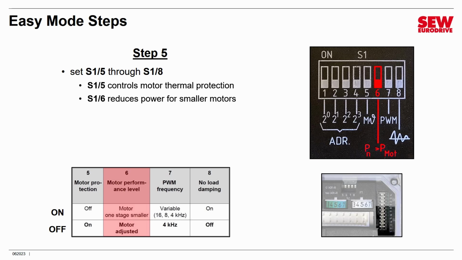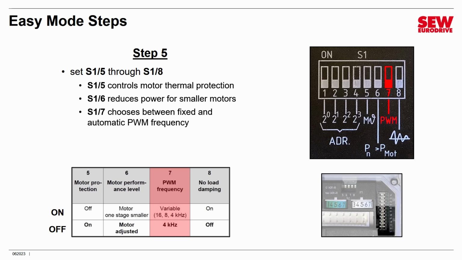You would turn that switch on and the MOVIMOT would know it's working with a smaller motor and restrict itself. I recommend you look in the MOVIMOT manual to fully understand this because it gives you the guidelines for this kind of a swap. So this is really kind of a maintenance situation perhaps.